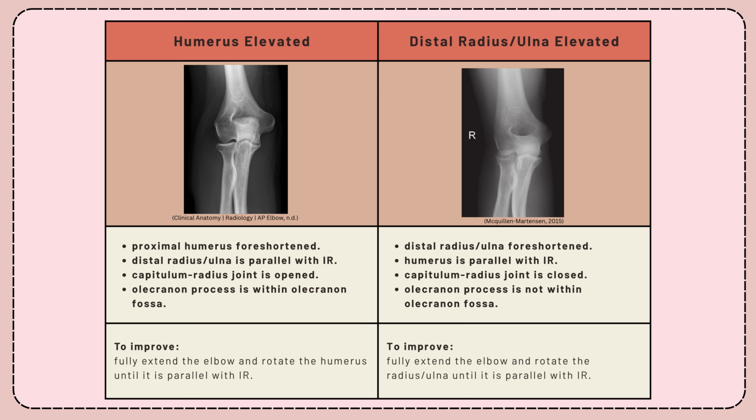The diagram on the right shows the distal radius and ulna is foreshortened, which indicates the distal radius and ulna is elevated. The humerus is parallel with IR. We can see the capitulum radius joint is closed, and the olecranon process is not within the olecranon fossa. To improve, fully extend the elbow and rotate the radius and ulna until it is parallel with IR.